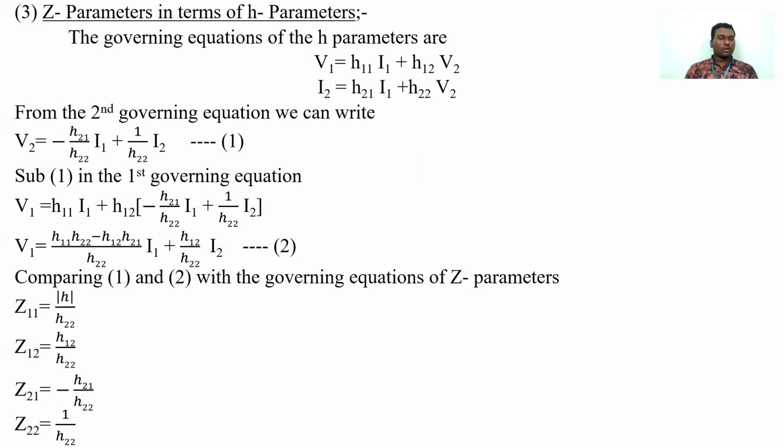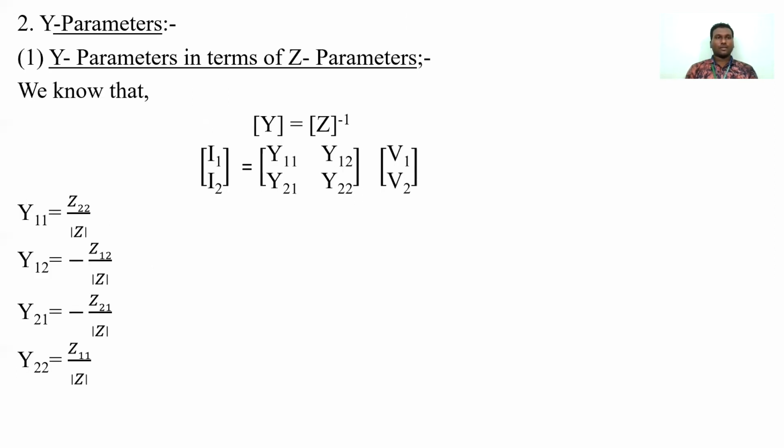Now we'll go for the next one. Next one is Y parameters. So for Y parameters in terms of Z parameters, we can say Y is inversely proportional to Z. We know this formula. Then what we'll write: the matrix of I1, I2 is equal to this formula for Y. So this matrix will be equated to the inverse of the Z matrix.